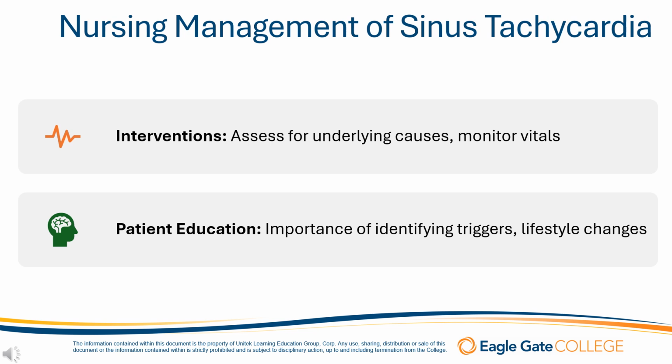For patients who are hemodynamically unstable, more advanced monitoring may be required. This can include arterial line placement for continuous blood pressure monitoring or central venous pressure monitoring to assess fluid status.